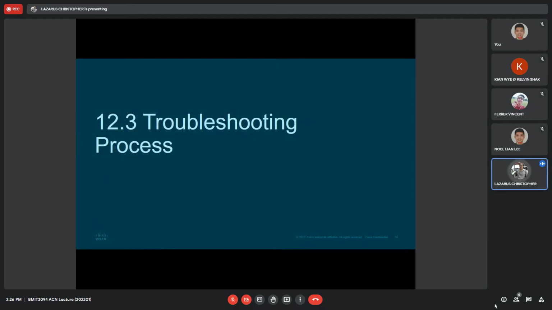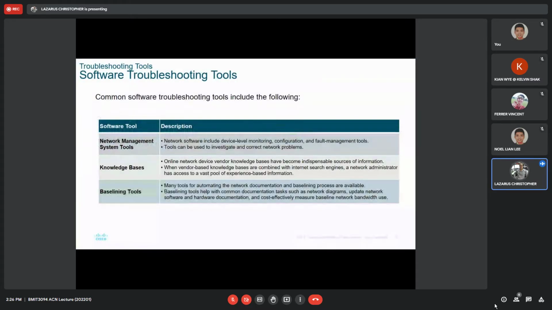All right. So actually, this one is not the troubleshooting process. It's troubleshooting tools. So we're going to look at what tools you can use. We have network management system tools, and then we have knowledge bases. This is the knowledge base that I was talking about. If you found a problem and managed to solve it, you need to document that and put it as part of your knowledge base. Even you yourself, after a while, will forget. So this may be useful to you as well.